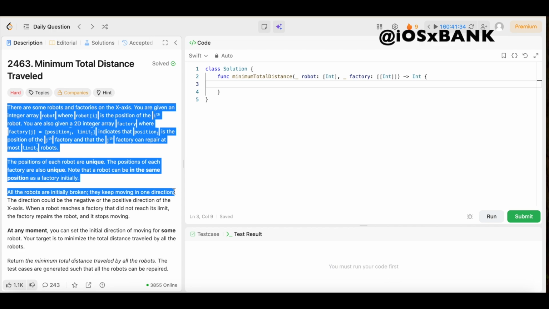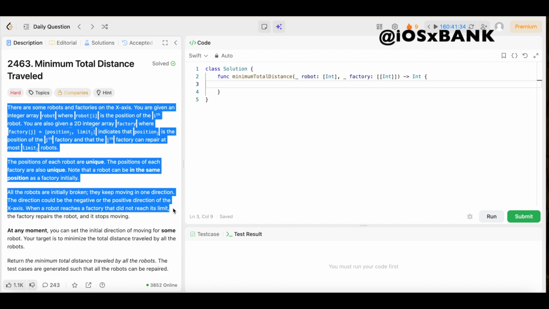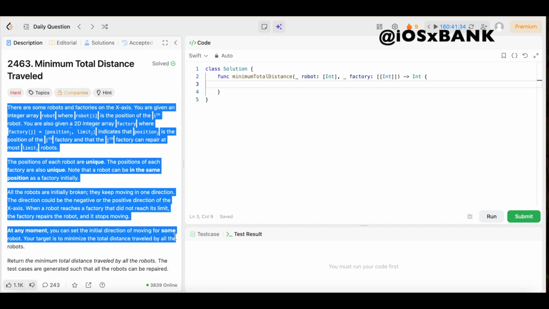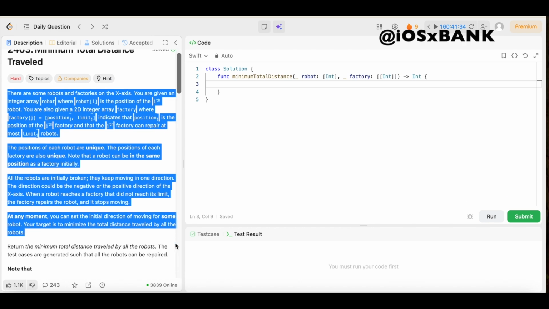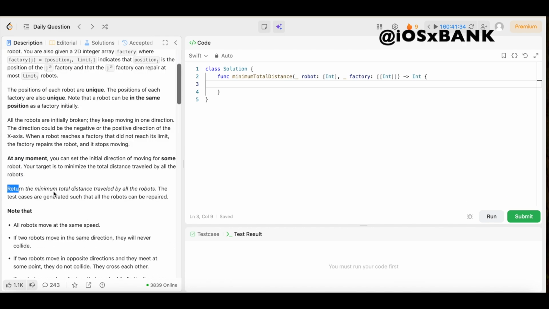All the robots are initially broken. They keep moving in one direction. The direction could be the negative or the positive direction of the x-axis. When a robot reaches a factory that did not reach its limit, the factory repairs the robot and it stops moving. At any moment, you can set the initial direction of moving for some robots. Your target is to minimize the total distance traveled by all the robots. Return the minimum total distance traveled by all robots.